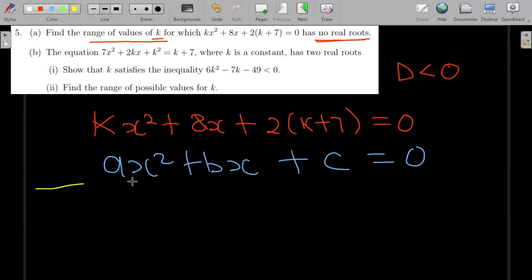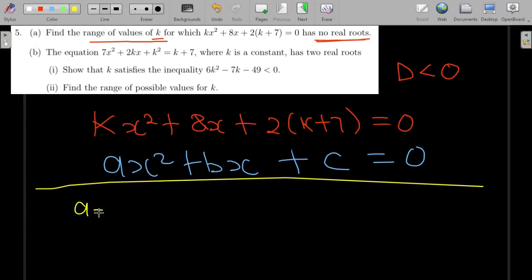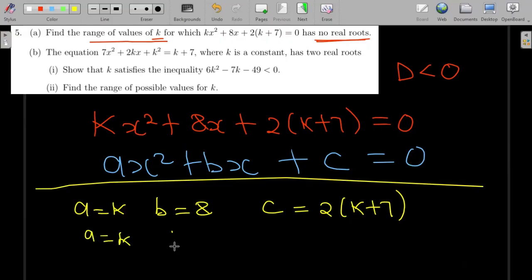Okay, so from the quadratic equation that is above, if I'm comparing it to this one in blue, then I can see that my a will just be k, okay? And then my b will be 8, and then my c will be whatever is remaining, which is 2k plus 7, right? Okay, so this simply means I have a is equal to k, b is equal to 8, and then c here we can expand. So this 2 multiplied by k, I get 2k plus 14. So this is my a, b, and c.